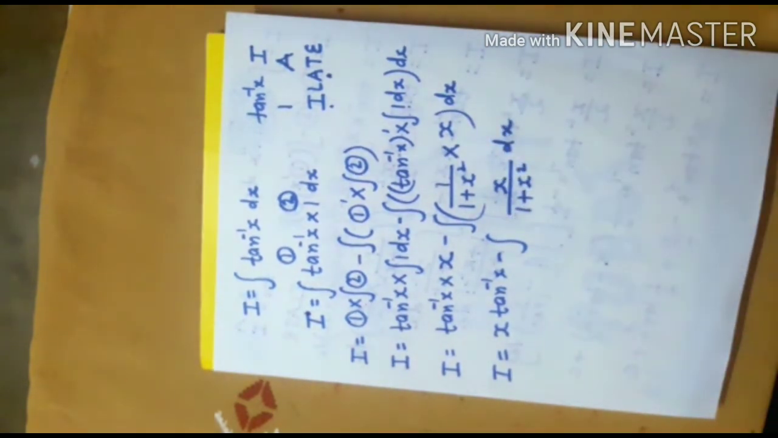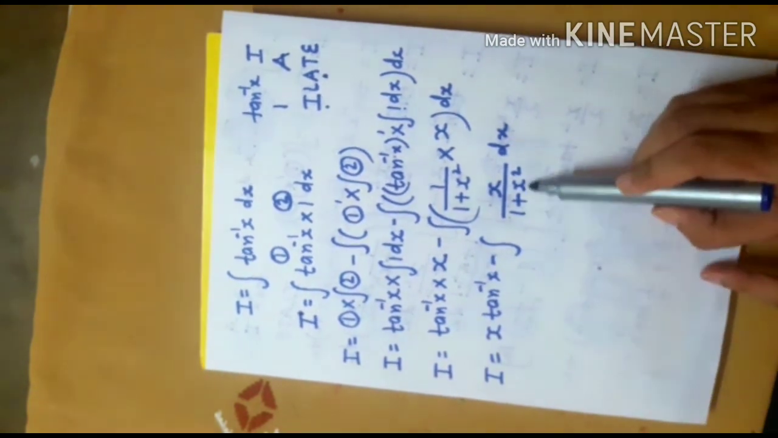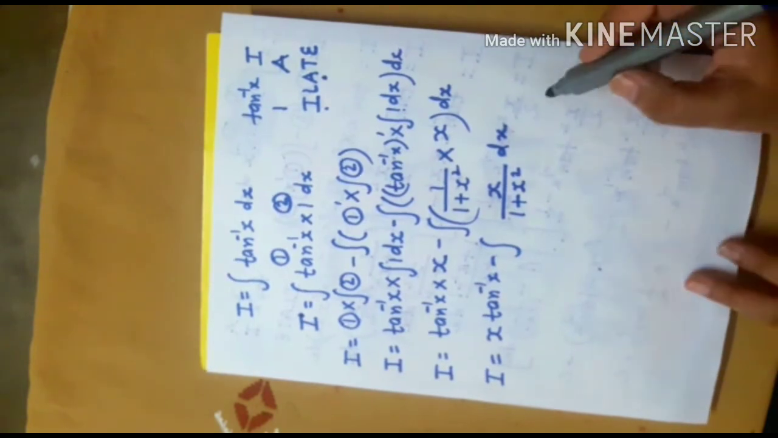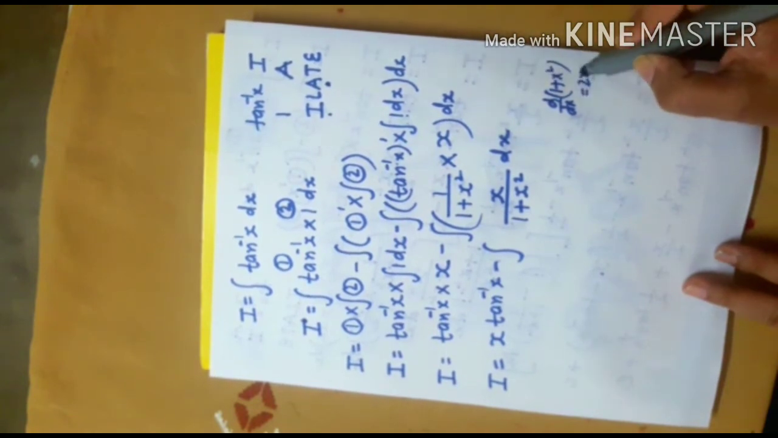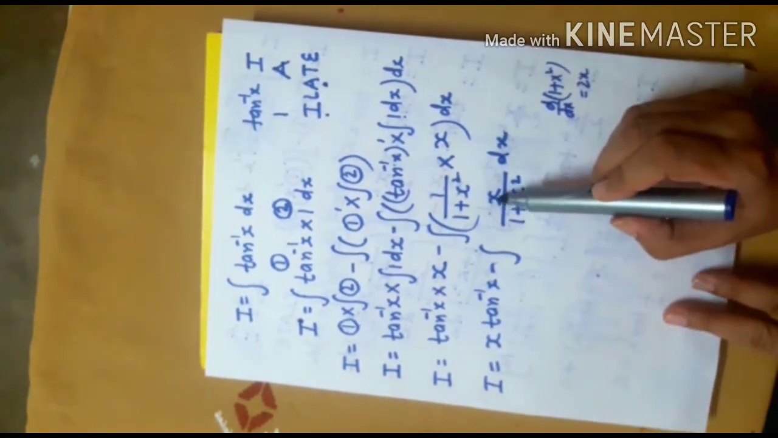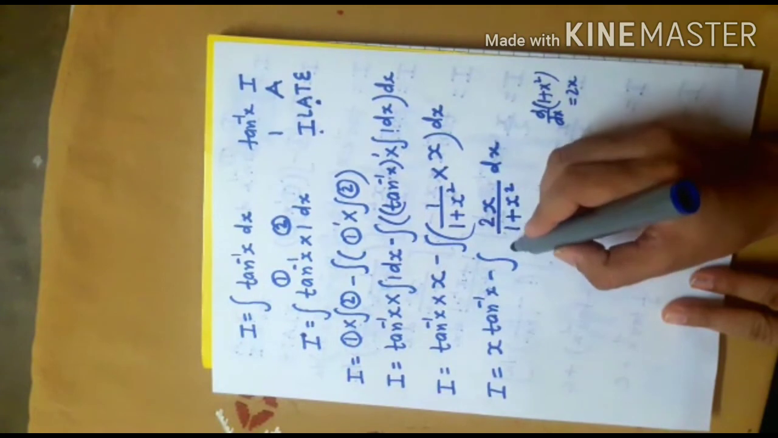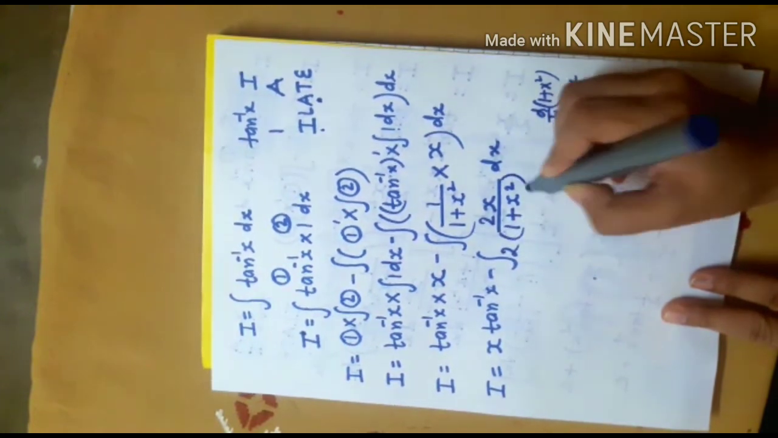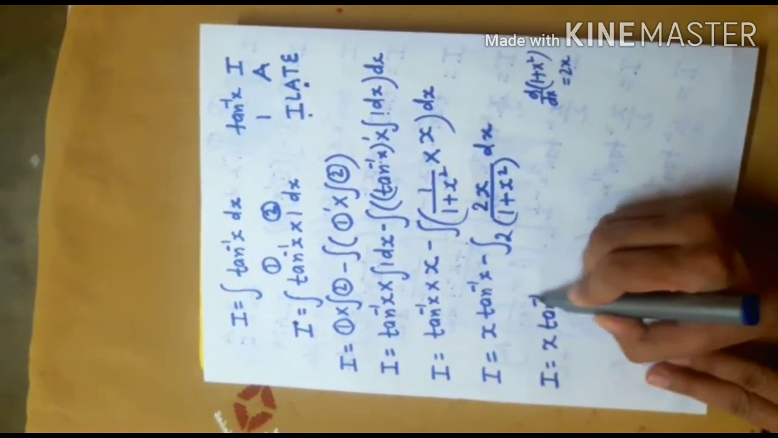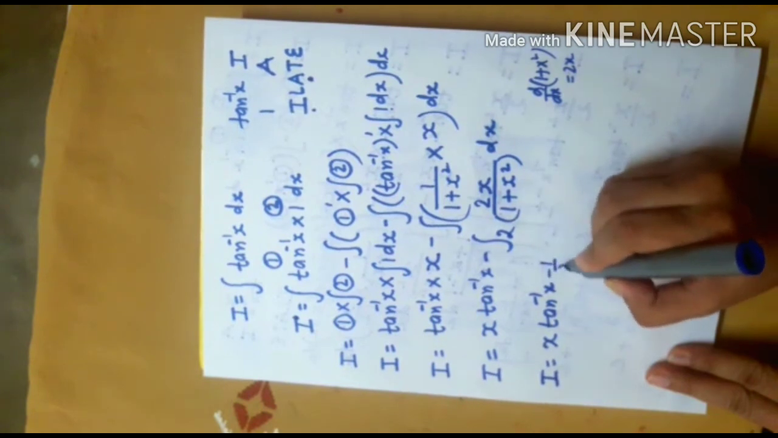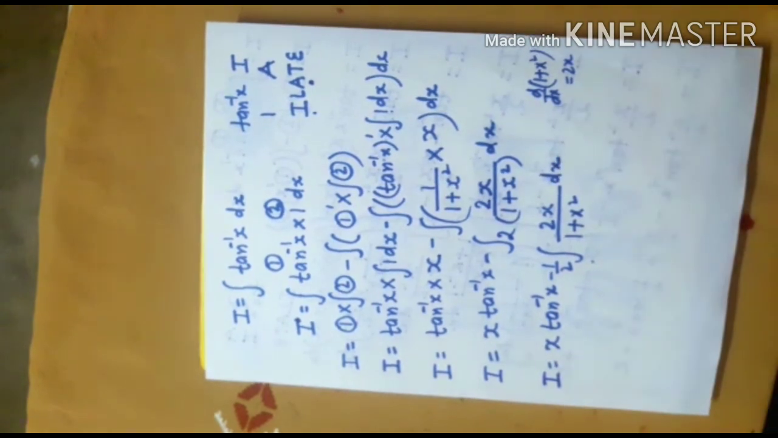Now I need to evaluate this integral, right? If I ask you what is the derivative of 1 plus x square? Derivative of 1 plus x square is 2x, right? In numerator I have x. So what I'll do, I'll multiply numerator and denominator with 2. So I'll get I equals x into tan inverse x. This 2 I'll take out, and here I'll get integral 2x over 1 plus x square dx.